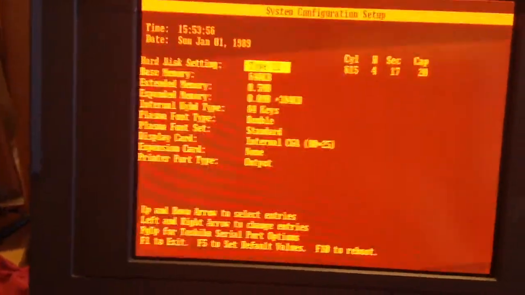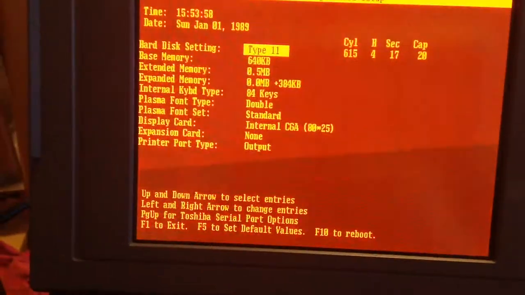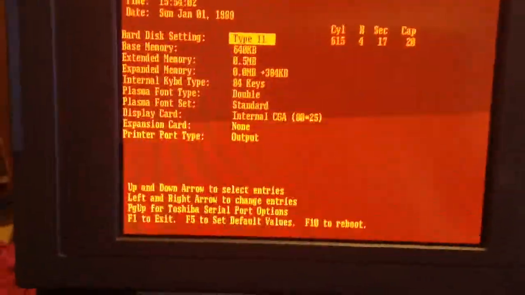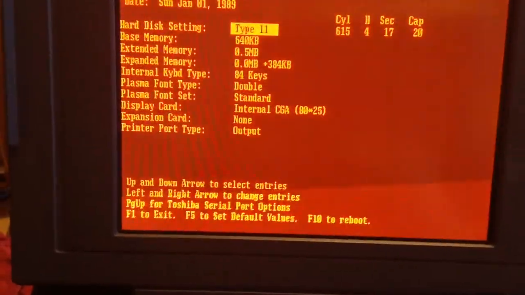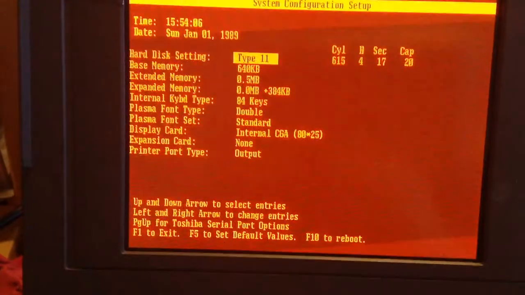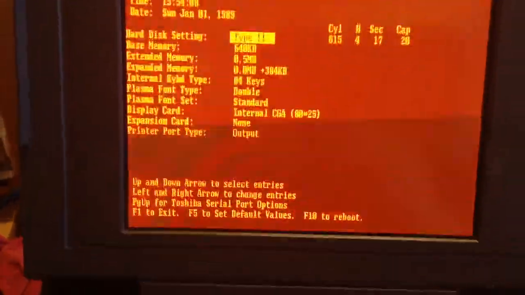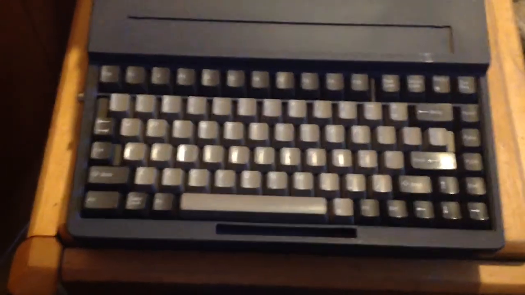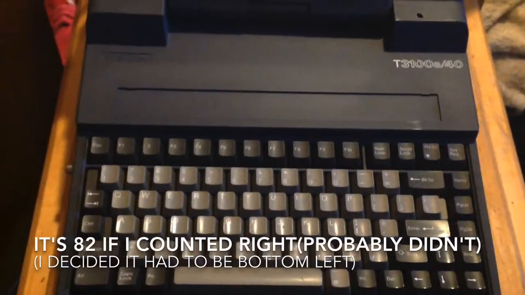Yeah, 640 kilobytes of, I already told you that, so together this would add up to about a megabyte and a half as far as I know, but I'm not too sure anymore, because this is saying something different than the startup said. The internal keyboard is 84 keys. I'm not going to count them. I'm going to count them after the fact, and I'll show you right there at the top left of the screen.